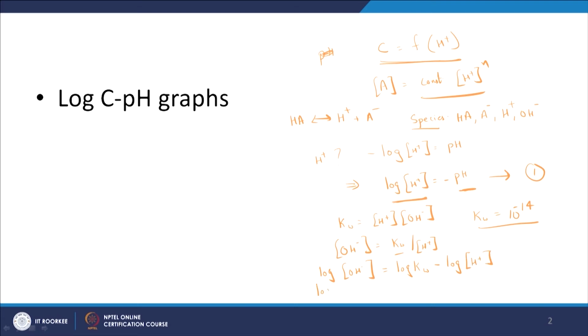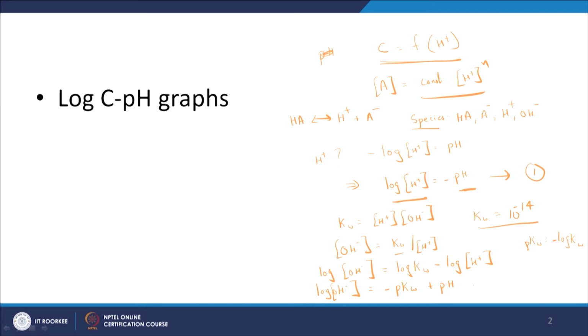So log OH minus is going to be equal to log Kw, which I can write as minus pKw, where pKw is equal to minus log of Kw, think of it as pKa, plus pH. And what is this particular value going to be equal to?